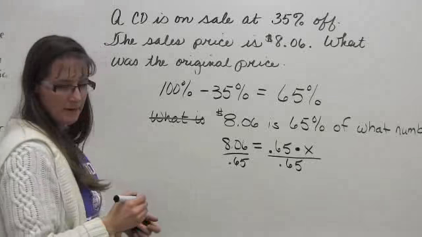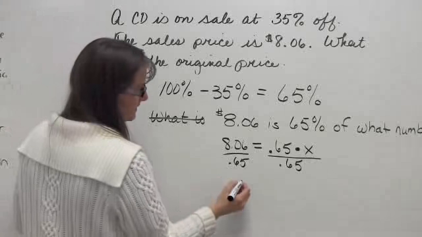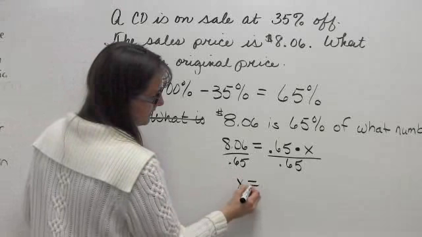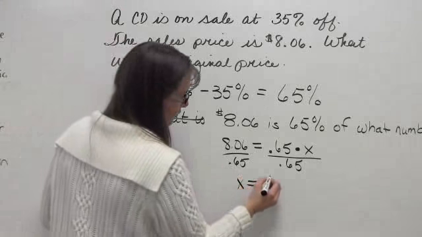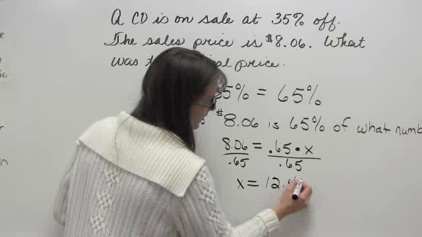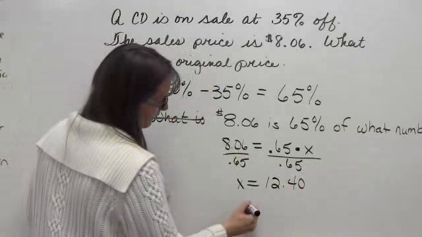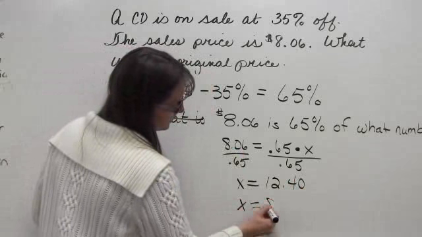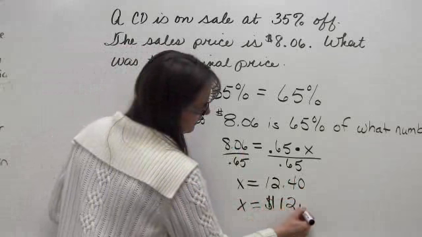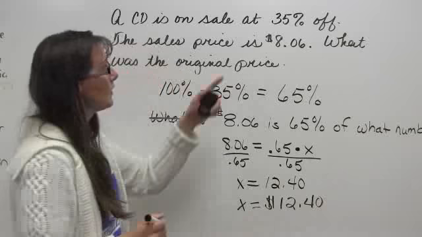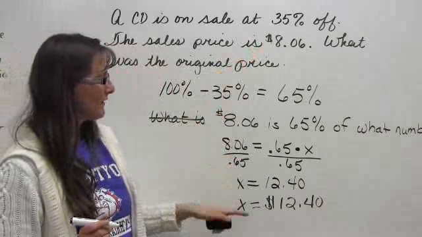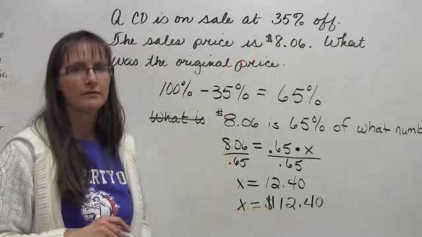When I divide both sides by 0.65, I'm going to discover that X is equal to 1240. That means my original price was $1240. X equals $1240. So 806 is 65% of 1240.